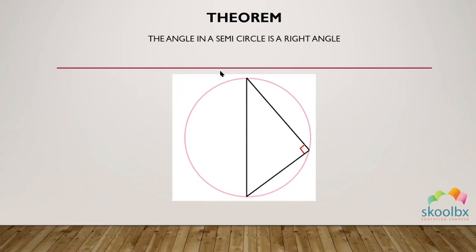Okay, so just remember this is called the angle in a semicircle is a right angle. So if you ever have to give an explanation, that's what the explanation is.